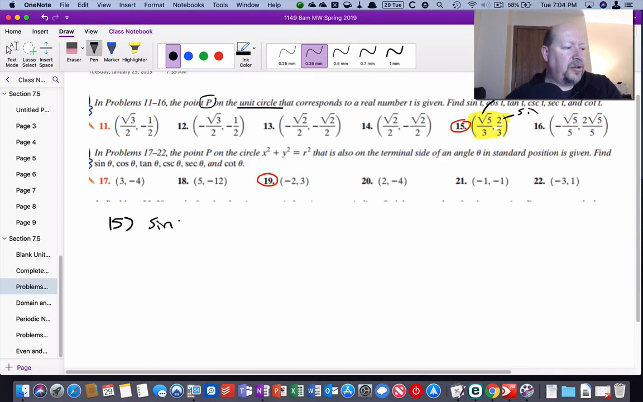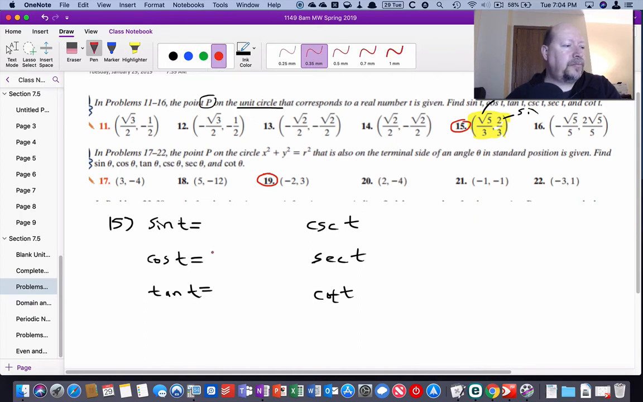And so for number 15, let's just write out the six trig functions: sine t, cosine t. T is what they're calling the angle here. And then we've got tangent t, of course, cosecant t, secant t, and cotangent t. So the sine and cosine we already know, right? The cosine is radical 5/3, and the sine of t is 2/3, which means that the reciprocal functions across from them would just be the reciprocals. So this would be 3/2 for the cosecant, and then 3 over radical 5 for the secant, which, when we rationalize that, would be 3 radical 5/5.